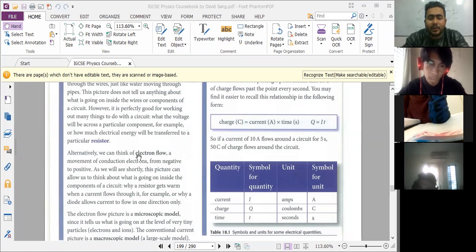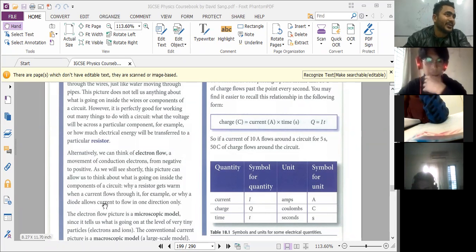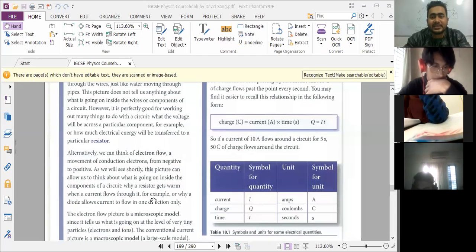Alternatively, we can think of electron flow, a movement of conduction electrons from negative to positive. As we will see shortly, this picture can allow us to think about what's going on inside the component of the circuit. Why a resistor gets warm when a current flows through it, for example, or why a diode allows current to flow in one direction only. The answers to all these pictures are coming, so let's wait a little more.